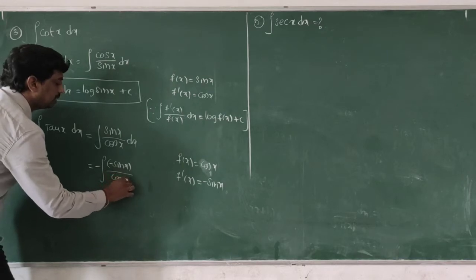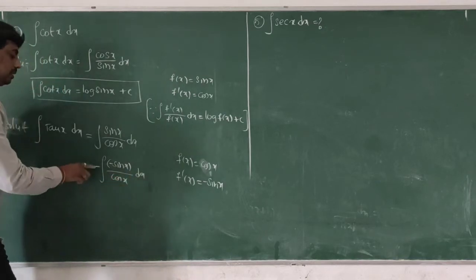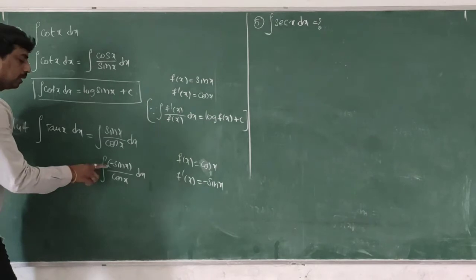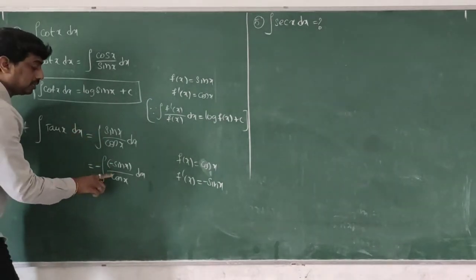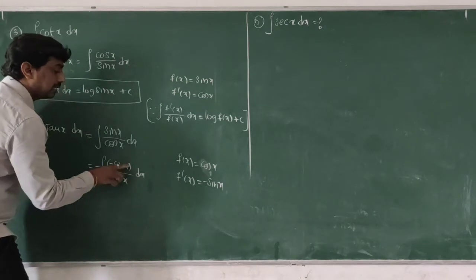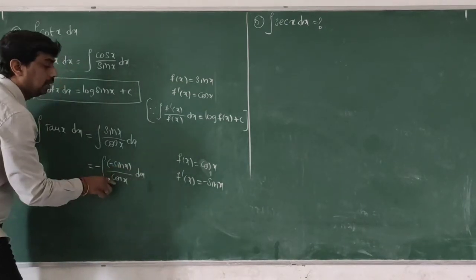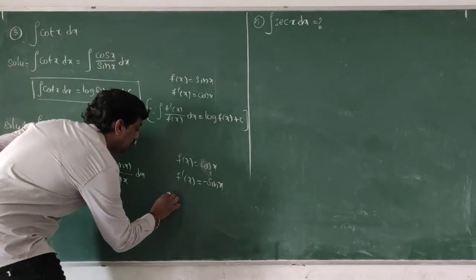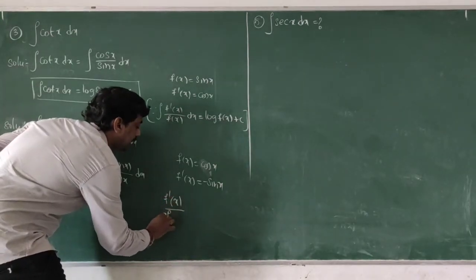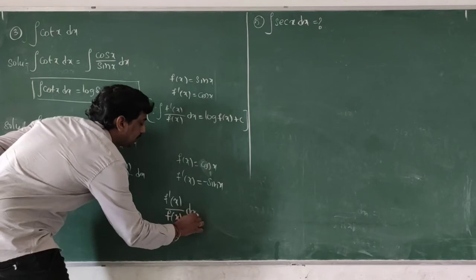Can we write like this? Yes, we can. Minus into minus is plus, so we get the same value, sin x by cos x. Now just observe here: minus sin x is f dash x, and cos x is f of x. That's why this is in the form of integration of f dash x by f of x dx.